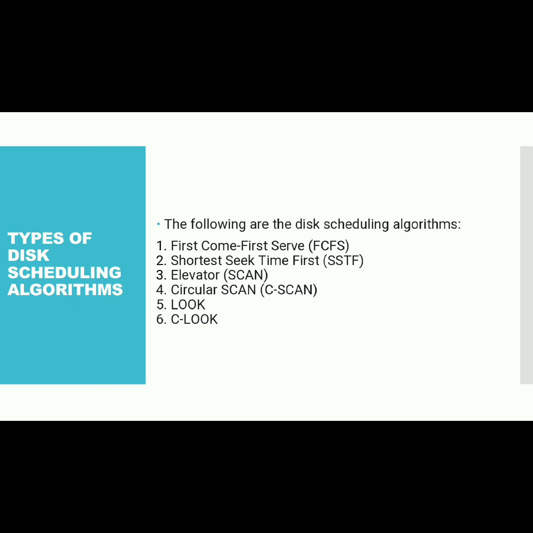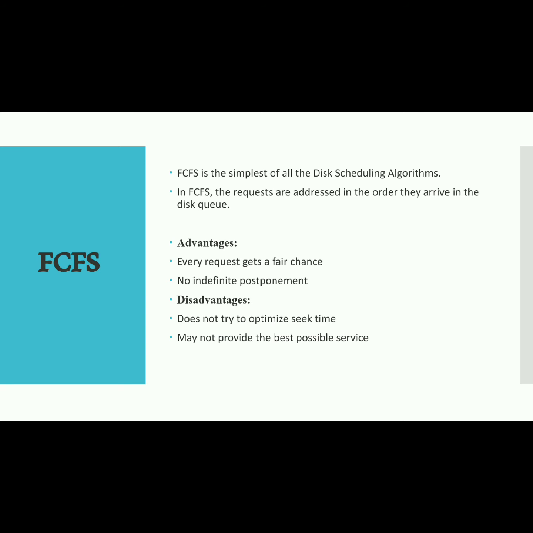The types of disk scheduling algorithms are FCFS, first come first serve, SSTF, shortest seek time first, elevator, scan, circular scan, C scan, look, C look. There are six types. First one, FCFS.